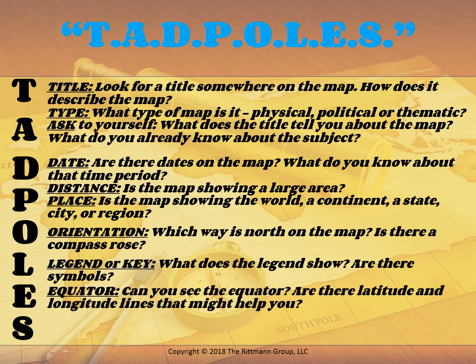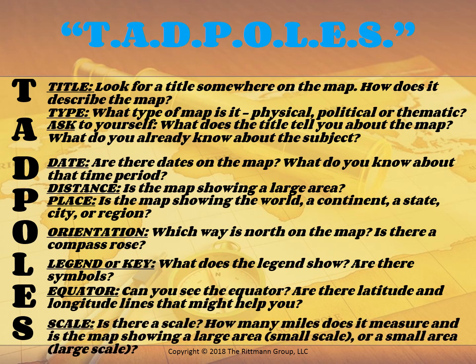E, the equator. Can you see the equator? Are there latitude and longitude lines that might help you? And S is the scale. Is there a scale? How many miles does it measure? And is the map showing a large area, small scale, or a small area, large scale?